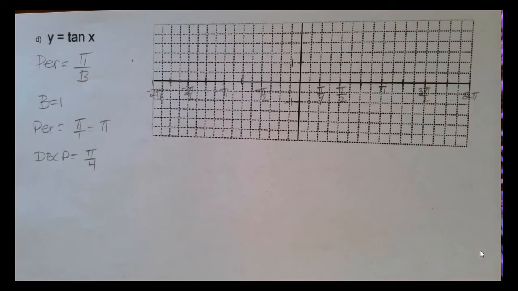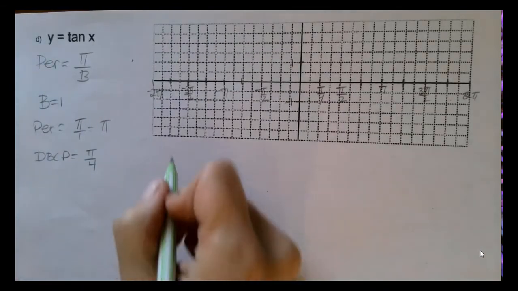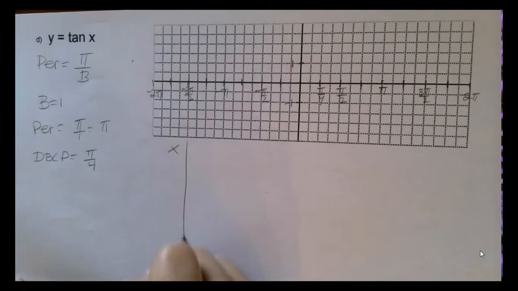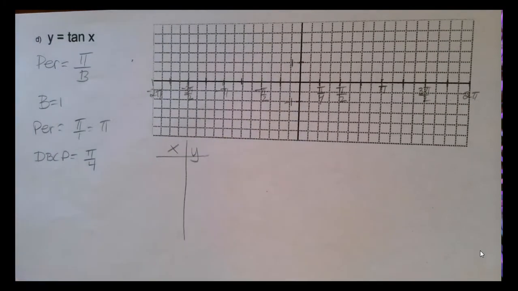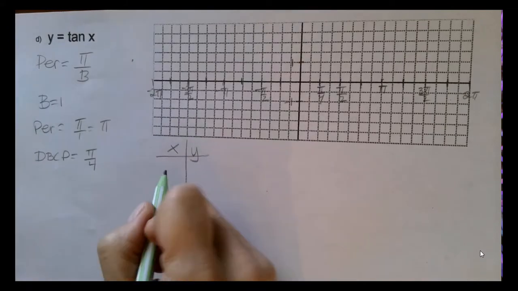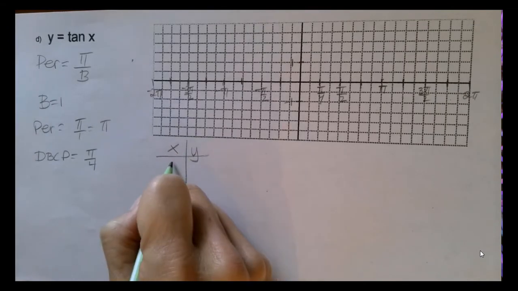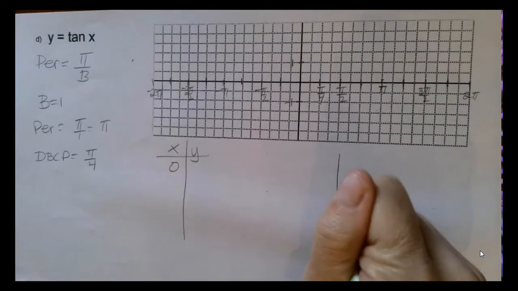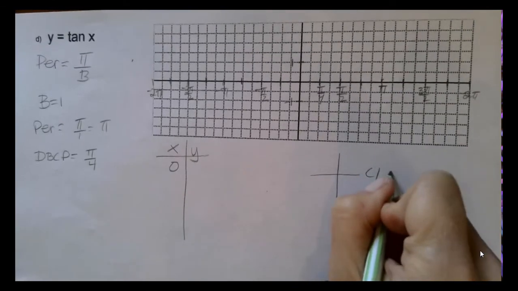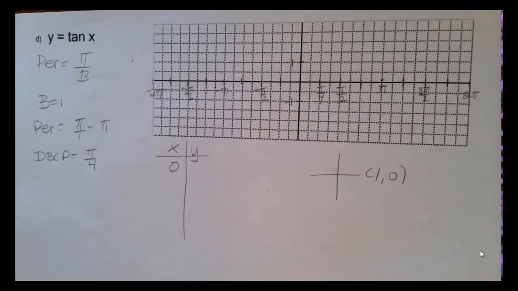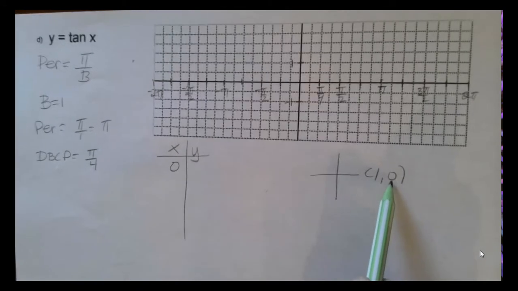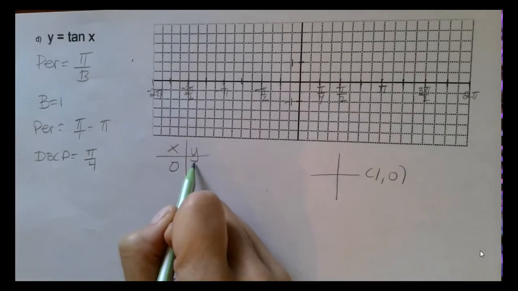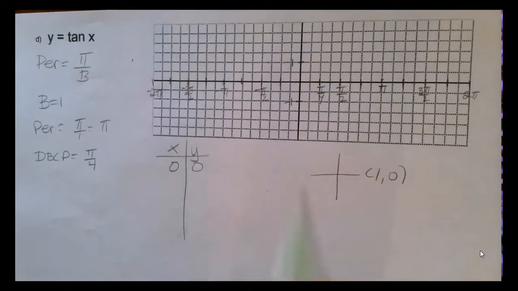And for this first one, I'm going to go ahead and do a table. And because the distance between critical points is pi over 4, I'm going to go up by pi over 4. So I'm going to start with 0. Now think about your unit circle. At 0, the coordinates are 1, 0. Tangent is y over x. So tangent at 0 is 0 over 1, so it's 0. So at 0, 0, you're going to put a point.